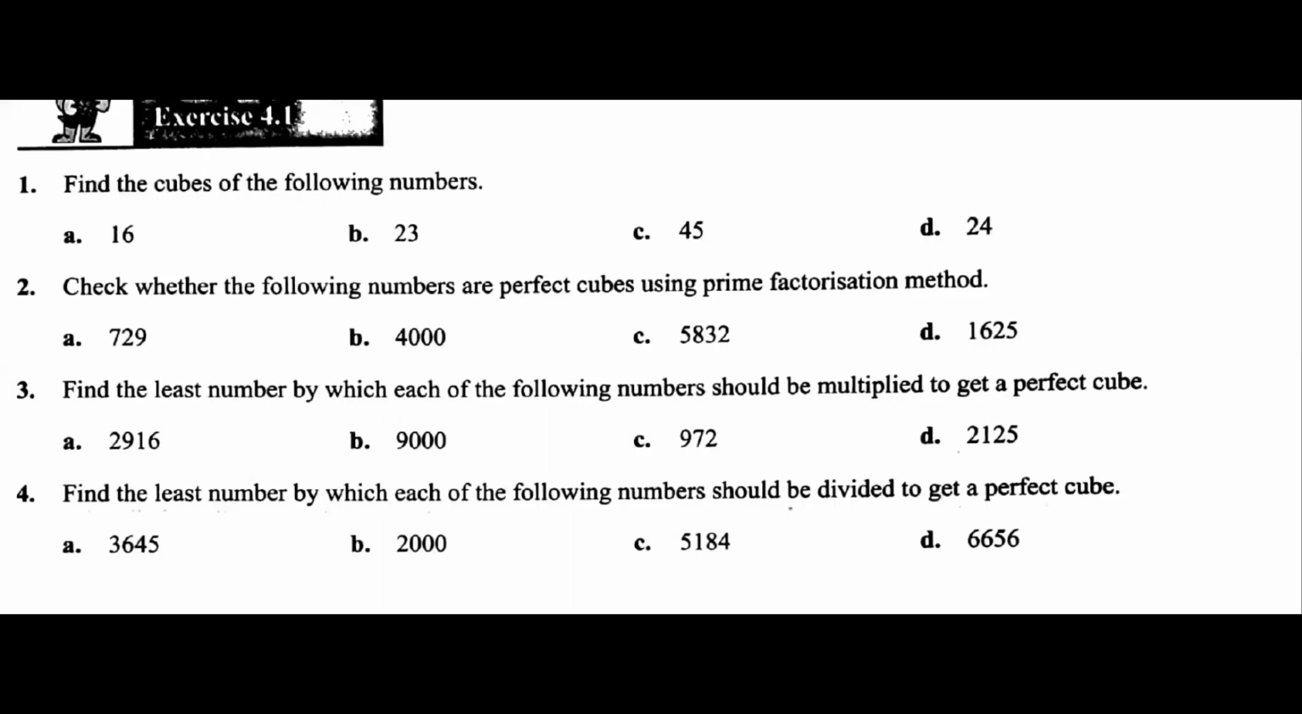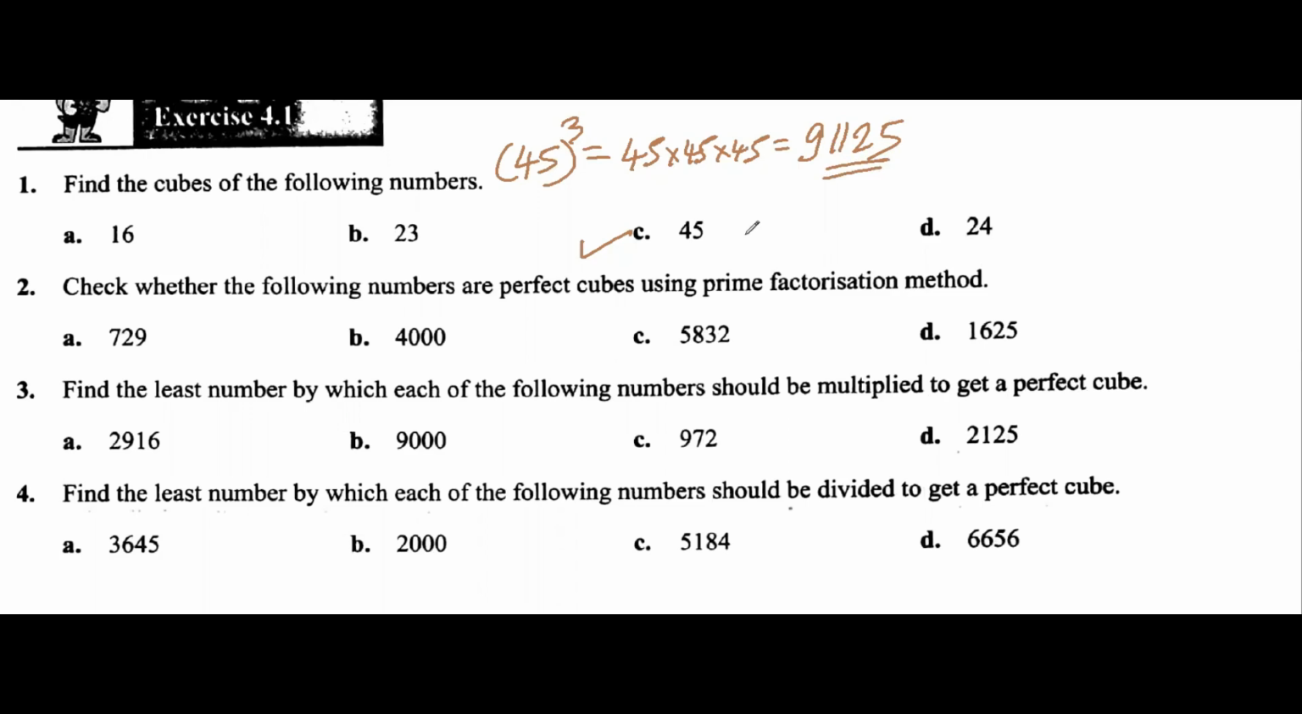Now next, Exercise 4.1, question number 1. I am going to solve C1, that is 45. It says find the cube of the following numbers. So I need to find the cube of 45. That is 45 cubed, which is 45 into 45 into 45, and when you multiply you will get the answer as 91125. This will be the answer. The remaining three sums you have to solve on your own.